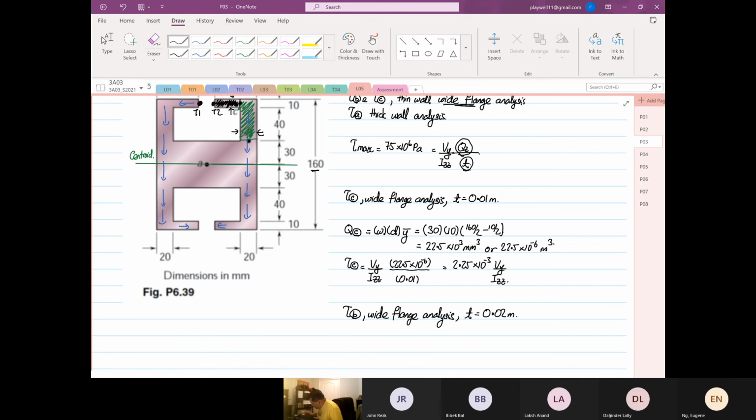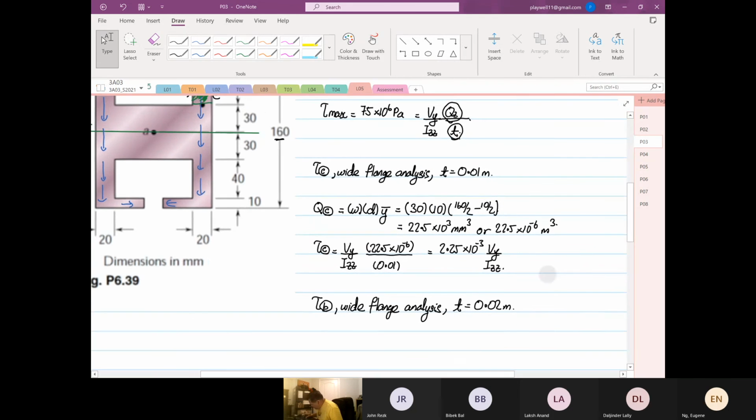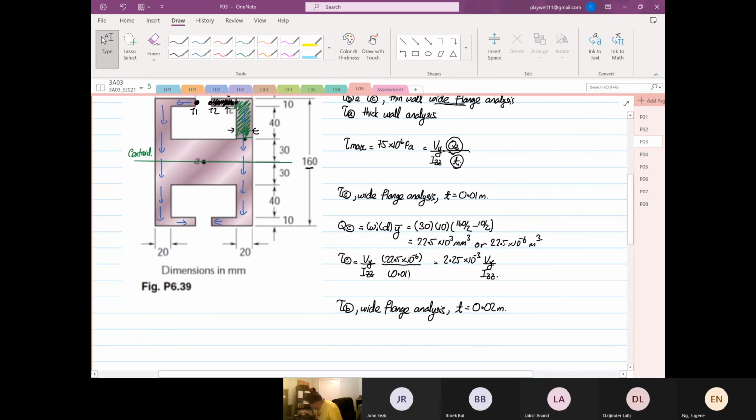So we're going to find Q at point B, right? So Q at point B, you have to be careful here, okay? This is where a lot of mistakes can be made. It is equal to Q at point C plus, so the width is 20, the depth is 50. Yep, the depth is 50.